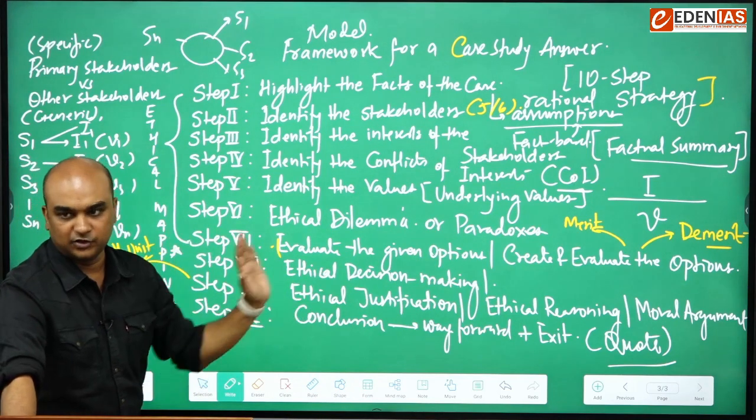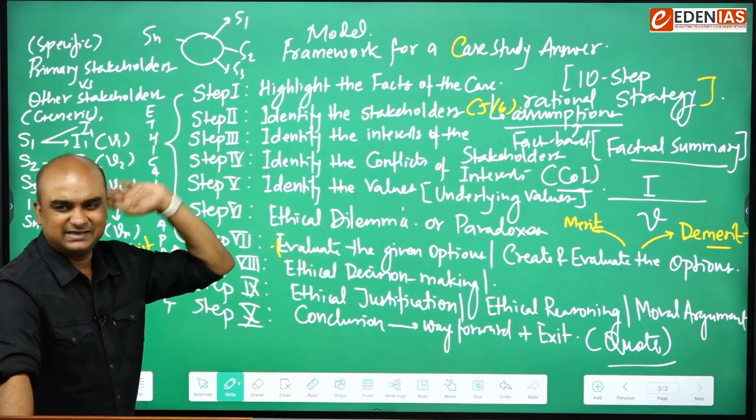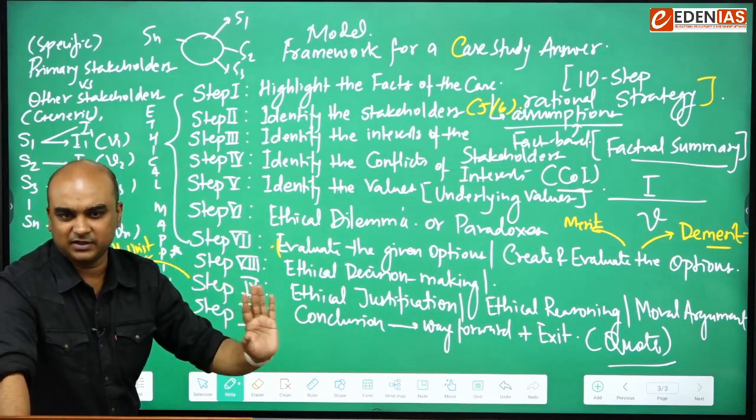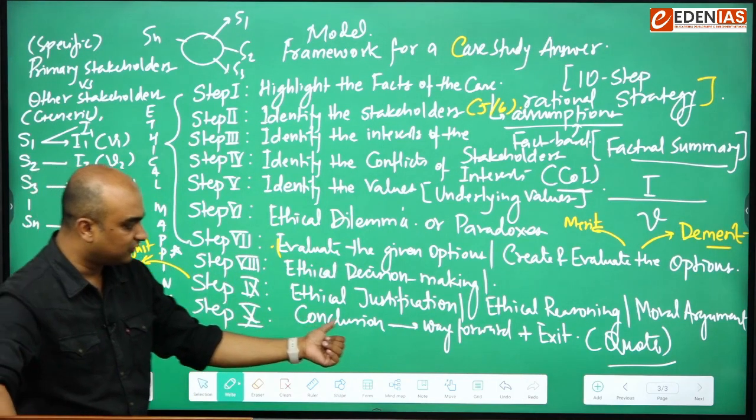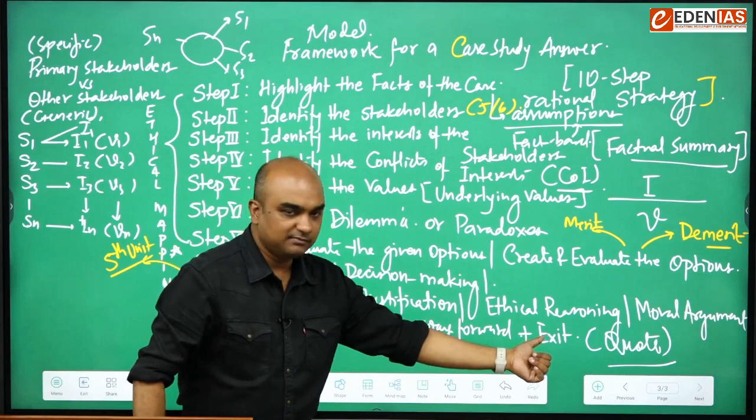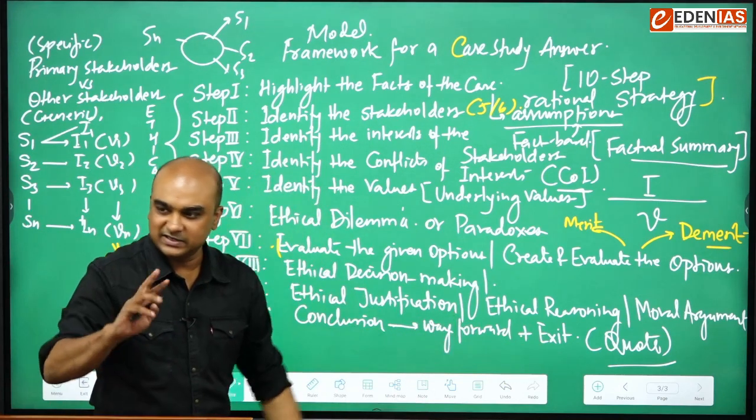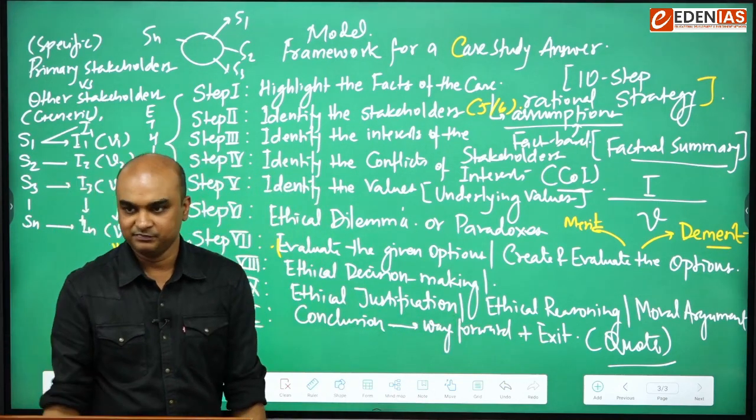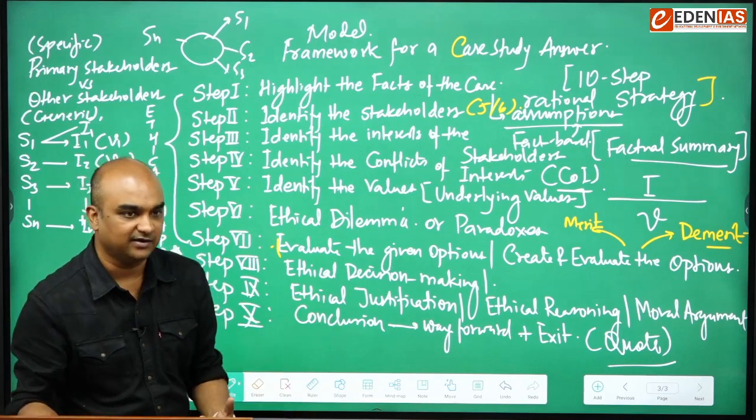in order to add more weight to your arguments. No need of using them directly in the start of the case study. It does not make much of a sense. And finally, you have to conclude. Here you have to give the way forward plus the exit. The way forward could be very similar to GS paper 2 and GS paper 3, depending upon what kind of case is at hand. Do you understand that?